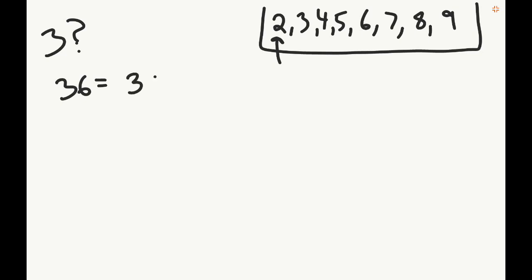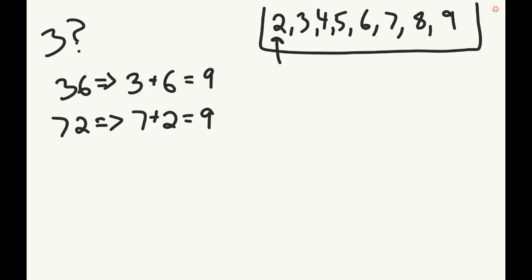So 3 plus 6, and I won't write equals, never write equals unless you mean equals. With our algorithm here, it's a little arrow, 3 plus 6, which does equal 9. 9 is a multiple of 3. Therefore, 36 is a multiple of 3. Suppose we do 72. That gives you 7 plus 2, which also equals 9, a multiple of 3, therefore 72 is a multiple of 3.